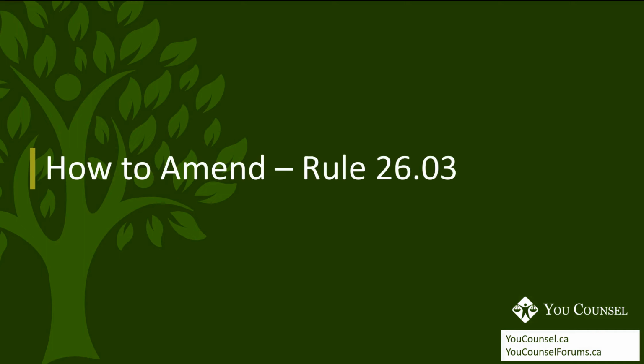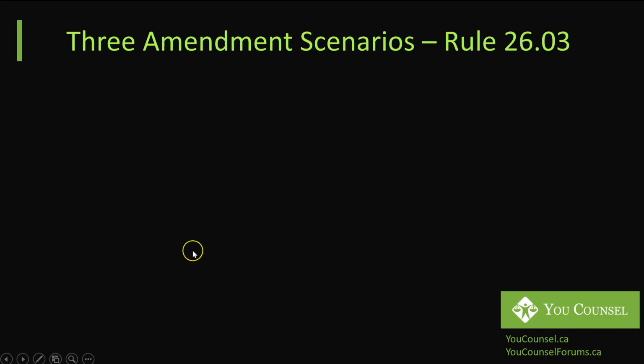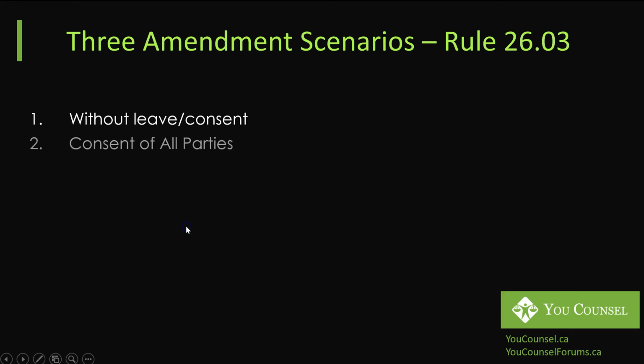Now, how do you amend a pleading? Rule 26.03 covers that. And I'll give you 3 scenarios in which the amendments are possible. First scenario is without the leave of the court or consent. So you can just go ahead and have the amendment done and file it with the court. That's the first scenario, the easiest one. The second is on consent of all parties. And then third is with leave of the court.